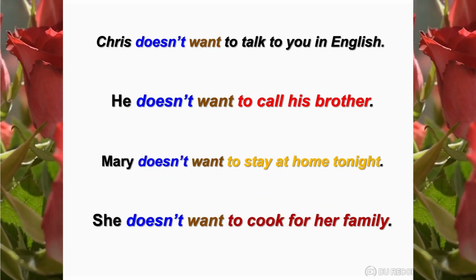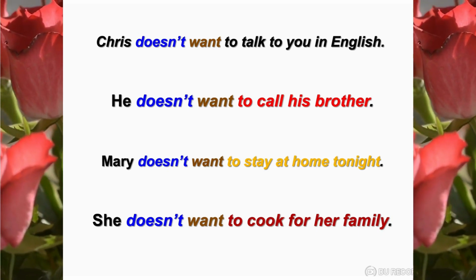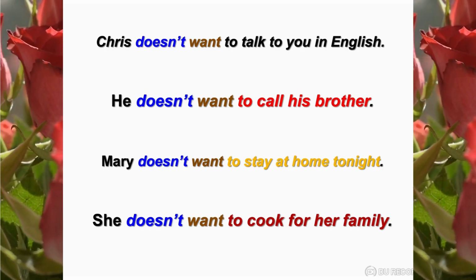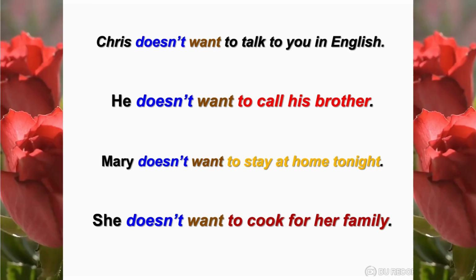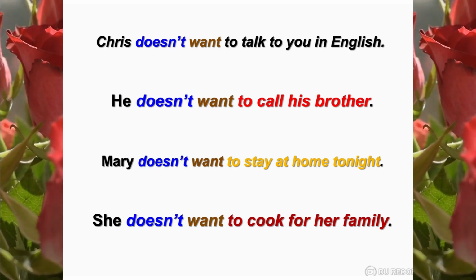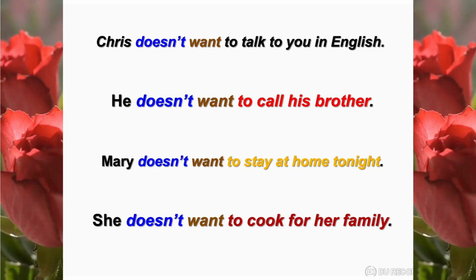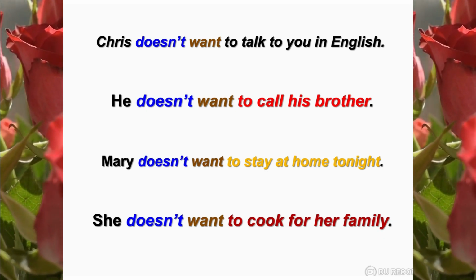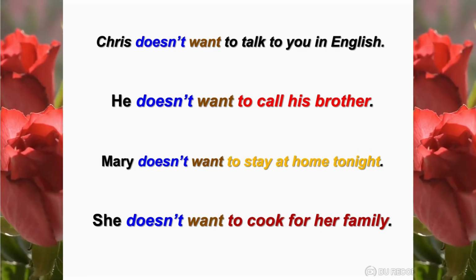Chris doesn't want to talk to you in English. He doesn't want to call his brother. Mary doesn't want to stay at home tonight. She doesn't want to cook for her family. We notice with Chris, he, Mary, she, the verb doesn't take an S because it's with doesn't. So in the negative form, the verb doesn't take S, even if it is with Chris, he, Mary, she, it.